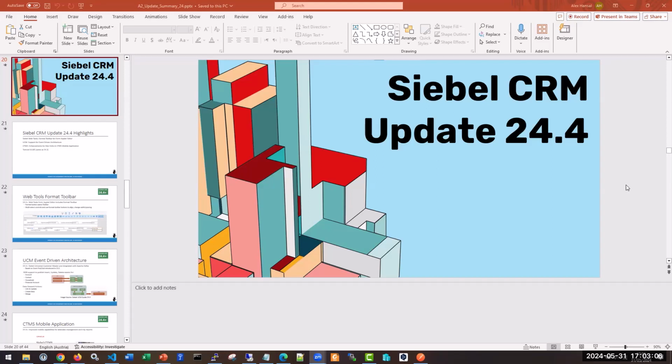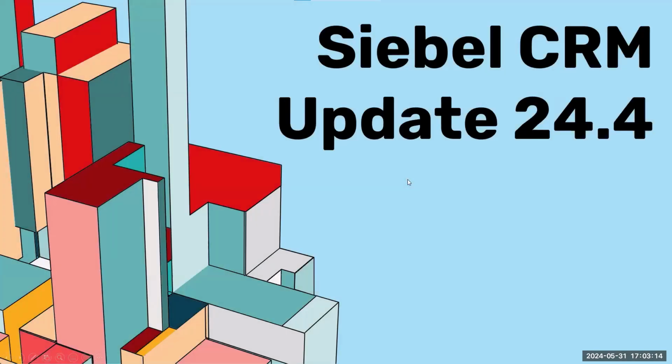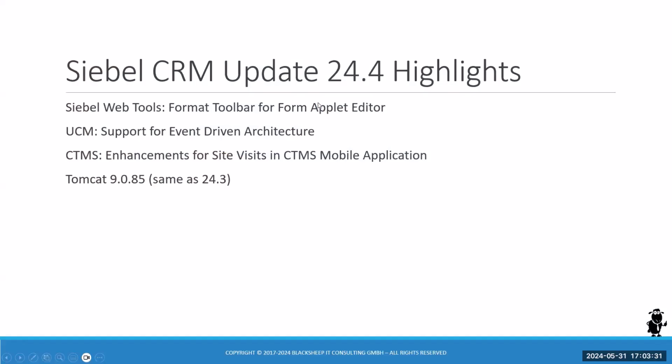As you can see on the screen, we slide back a bit in history to rehearse the news from 24.4, the Siebel release that was slightly delayed and we didn't make it into the Siebel Friday last time. So let's start with the usual Siebel CRM update. And 24.4 brought several features.